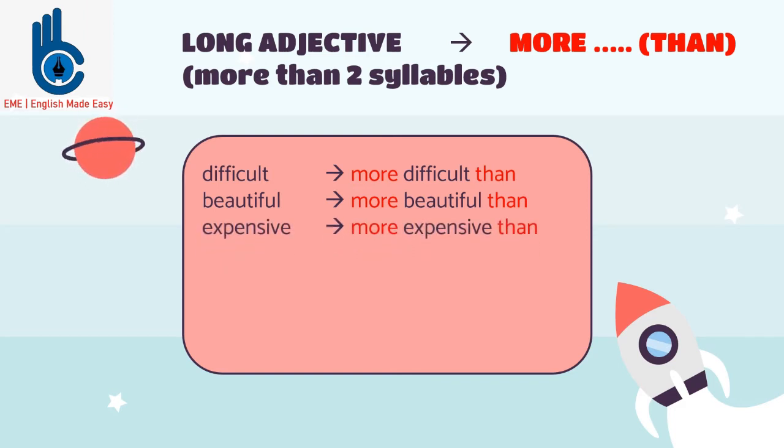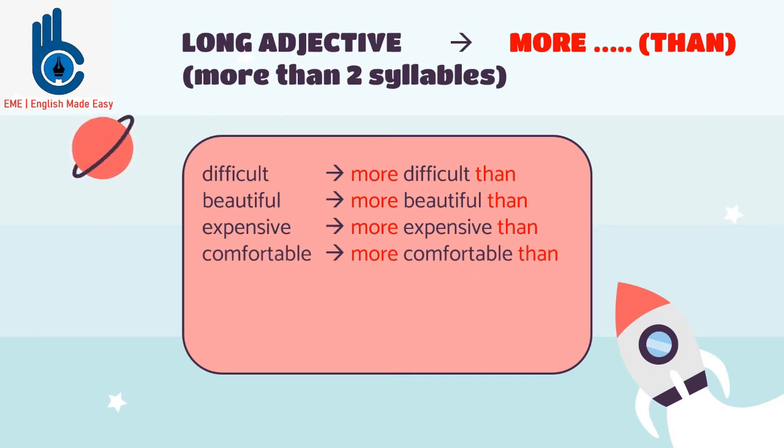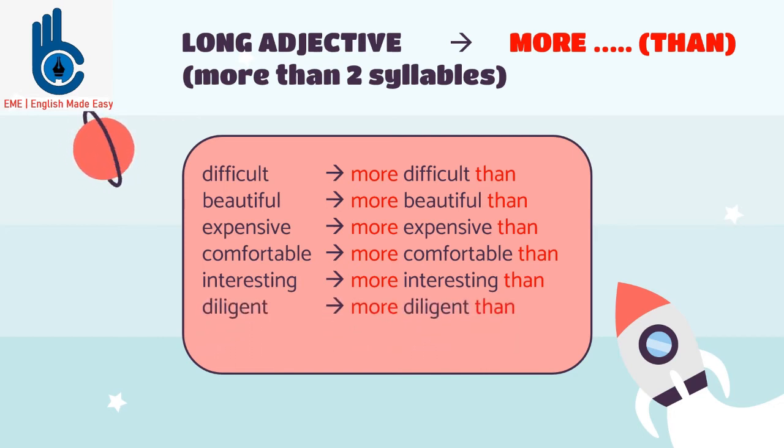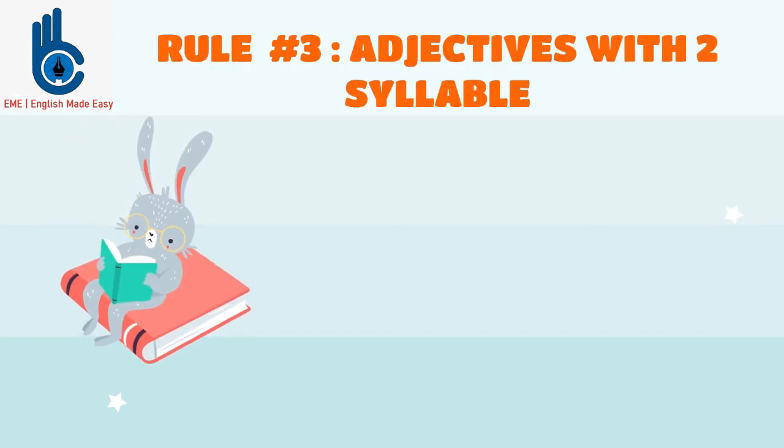Expensive becomes more expensive than. Comfortable becomes more comfortable than. Interesting becomes more interesting than. Diligent becomes more diligent than, etc. Now we will see rule number 3.